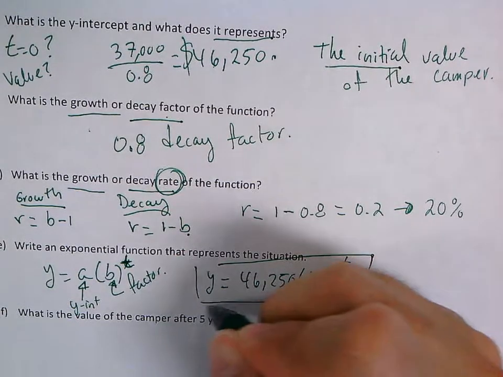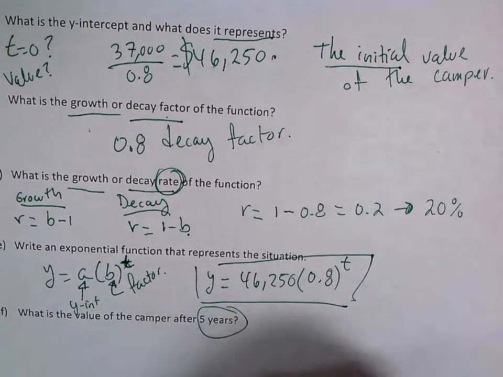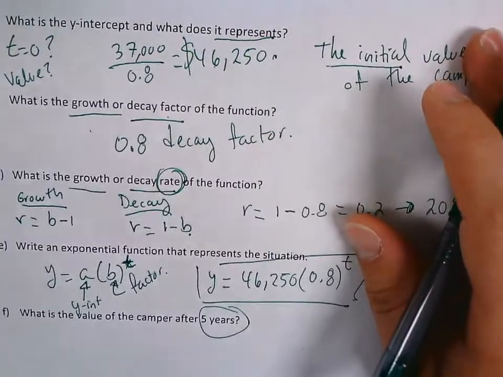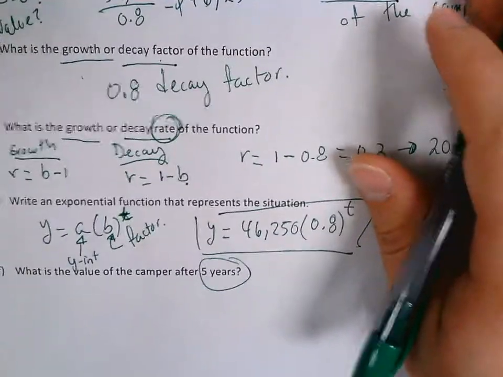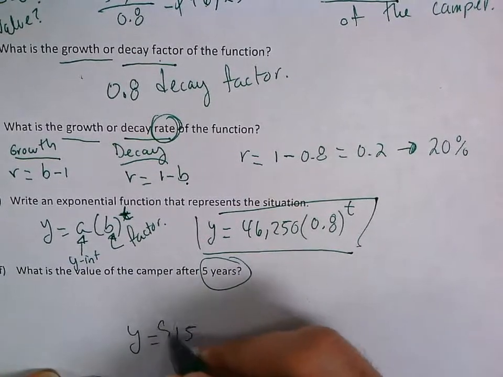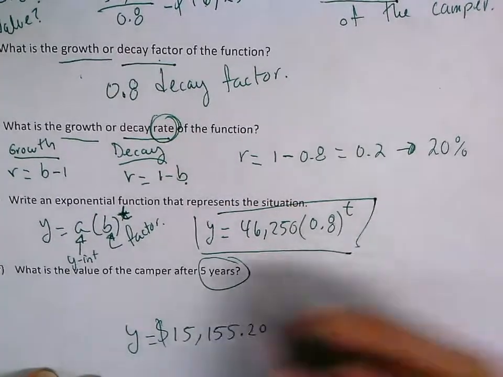I will challenge you to do number 5. I'm going to give you the answer that you should get, and the challenge to you is that you come up with a way to do it. Here it is. The answer is y is equal to 15,155 with 20 cents.